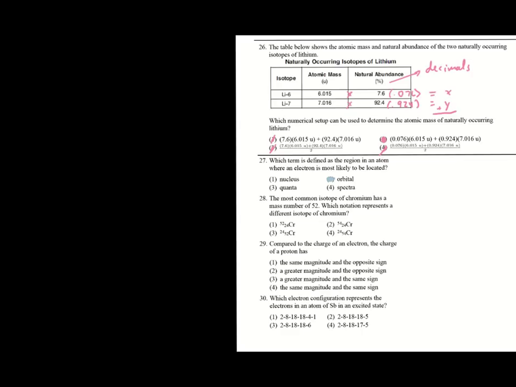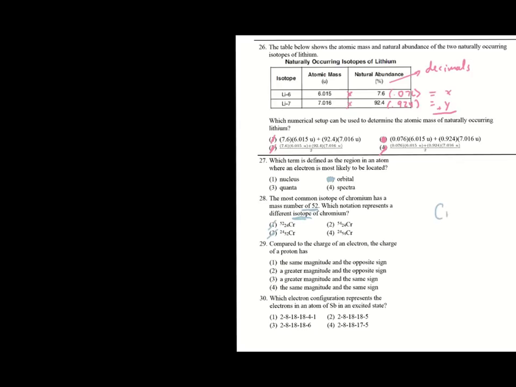28. The most common isotope of chromium has a mass number of 52. Which notation represents a different isotope of chromium? So isotope, same atomic number, different mass number. So this 52 is not going to exist anymore. So we can get rid of that 52. Anything with 52 we get rid of. And we're stuck with 2 and 4.